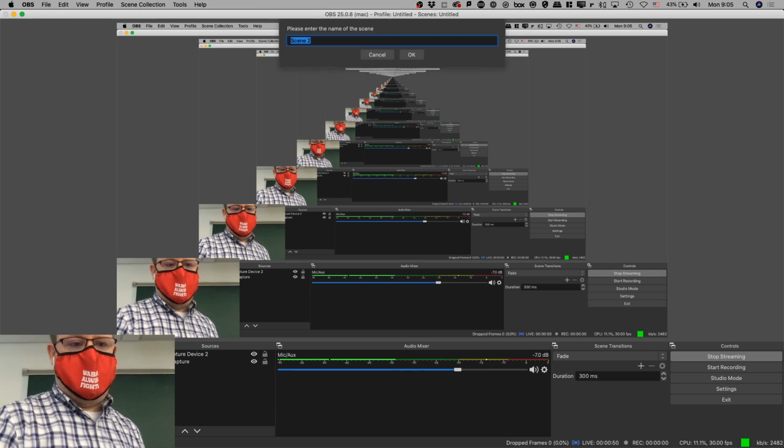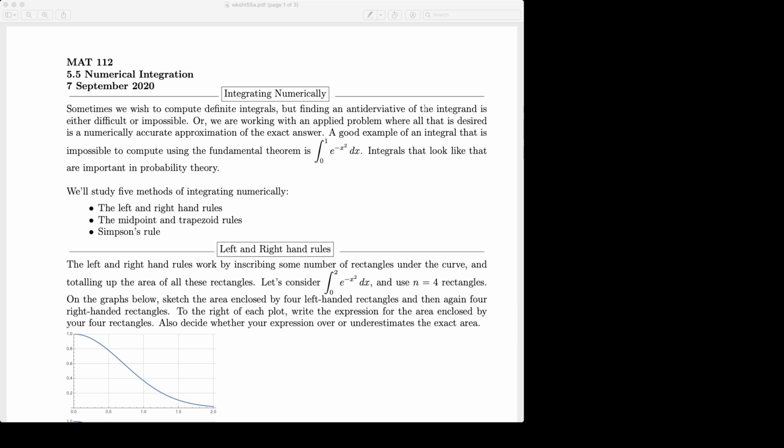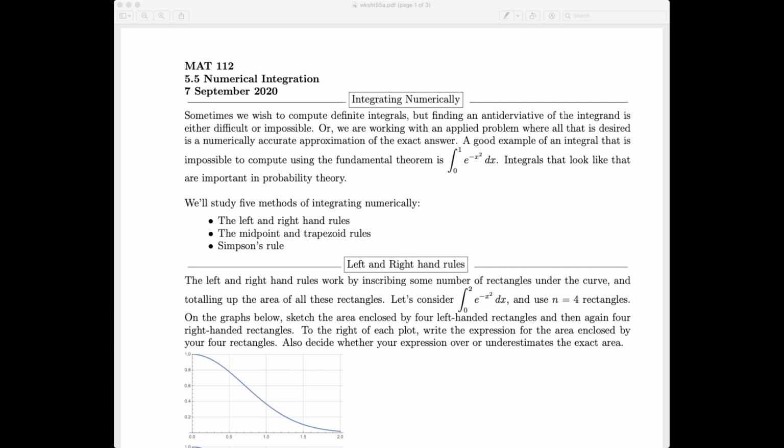So, okay, let me go over to, let's see. That is not what I wanted. I need to make a new scene. And we'll do window capture. And we'll capture preview. Okay. And then we'll fit the screen. Okay, great.